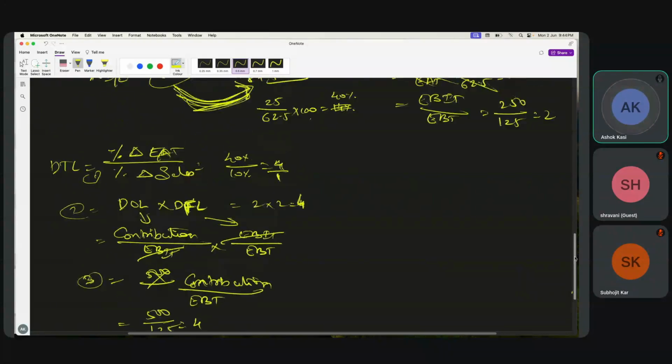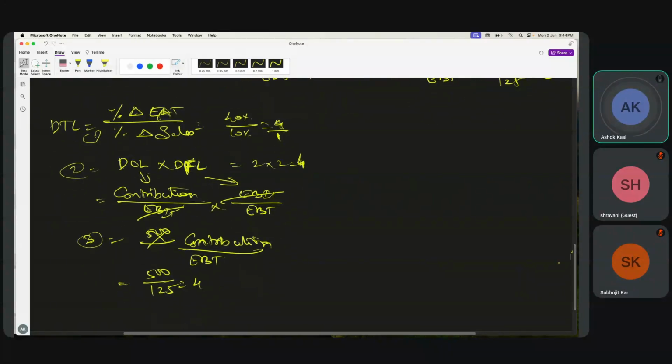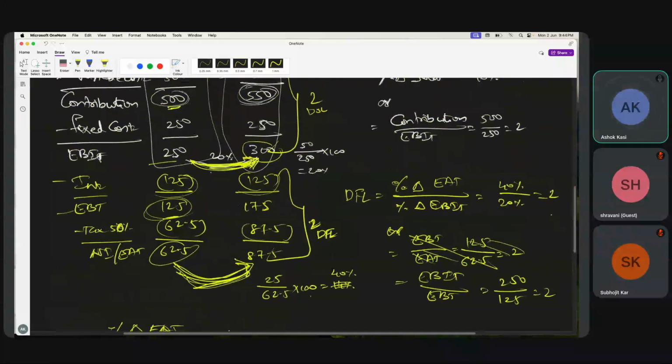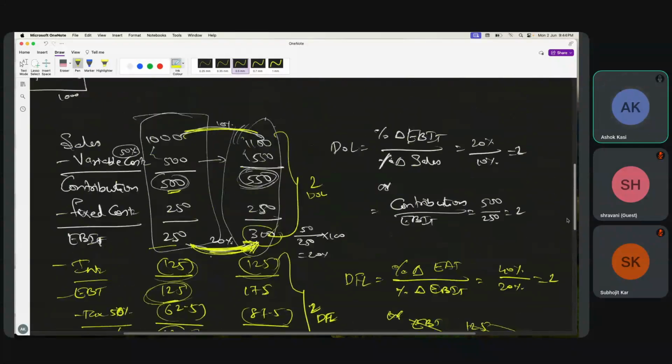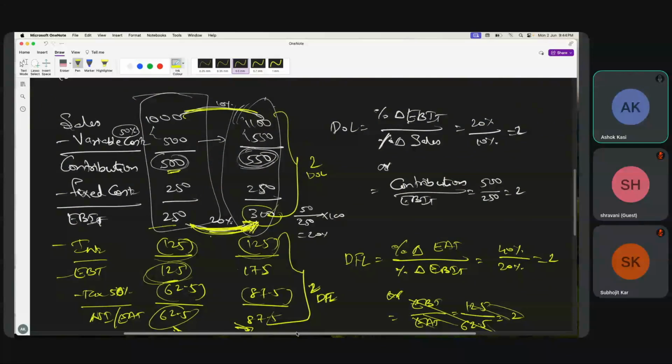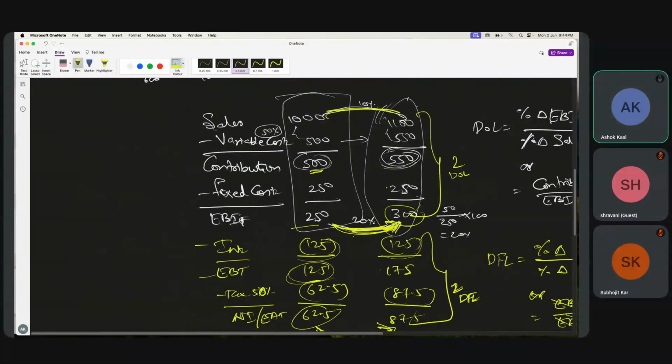Now, practically, when you are researching, what kind of companies will have this high degree of leverage? This degree of leverage has a side effect also. It is extremely good to see that sales are going up and net profits are going up. But what is the side effect? The side effect is, what if sales are coming down?